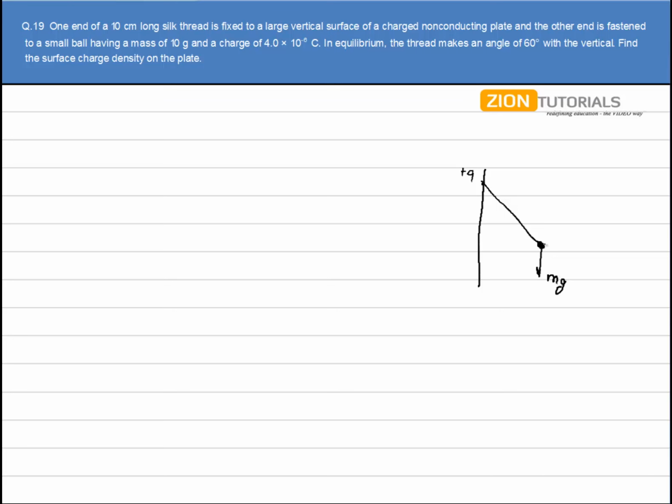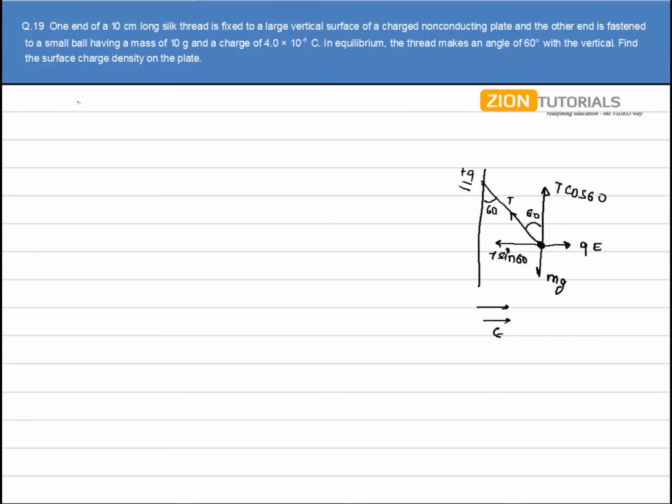Since the ball is also charged and the non-conducting plate is also charged, there will be an electric field in this very direction. So the force will act on the ball in this direction, that will be equal to QE, and at equilibrium the thread makes an angle of 60 degree with the vertical. This angle is 60 degree and this angle is also 60 degree. Let's say there is a tension T in the thread, so the component of tension comes out to be T cos 60 and this one will be T sin 60.